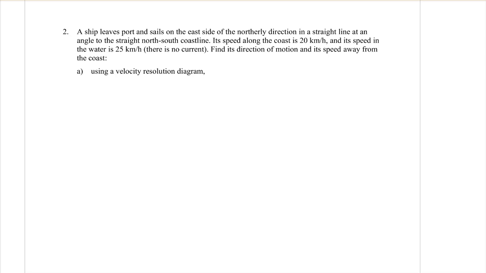We have a ship out at the ocean. There is a coastline, so your beach, which is on the north-south of your compass. There is never a beach that has ever been that straight or perfect, but we're going to pretend there is. There is now a perfectly north-south beach. There it is, my north-south beach.